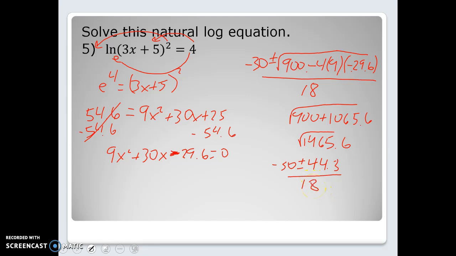So then I'm going to evaluate what those two answers are. So I'll get my two answers, 0.79 and negative 4.13. So if I plug both of those in for x, multiply it by 3, and then add the 5, square it, take the natural log of that, in both situations I should end up with 4, or very, very close to 4, because these are a little bit estimates.